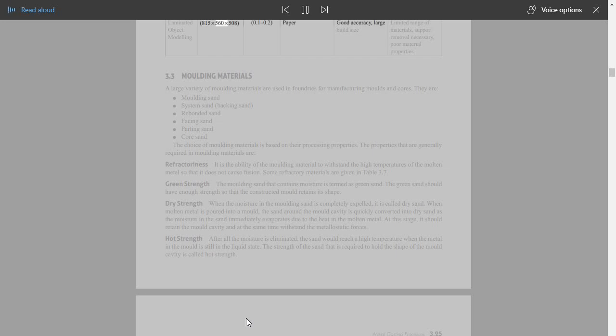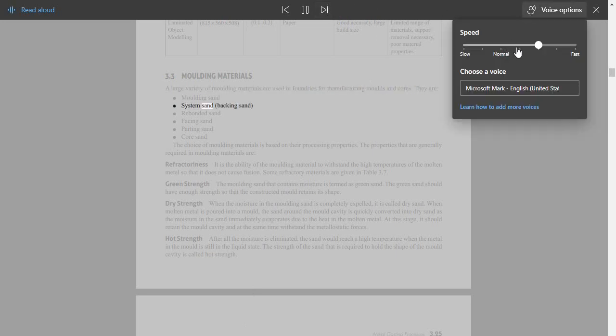3.3 Molding materials. A large variety of molding materials are used in foundries for manufacturing molds and cores. They are molding sand, system sand, backing sand, rebonded sand, facing sand, parting sand, and core sand. The choice of molding materials is based on their processing properties.